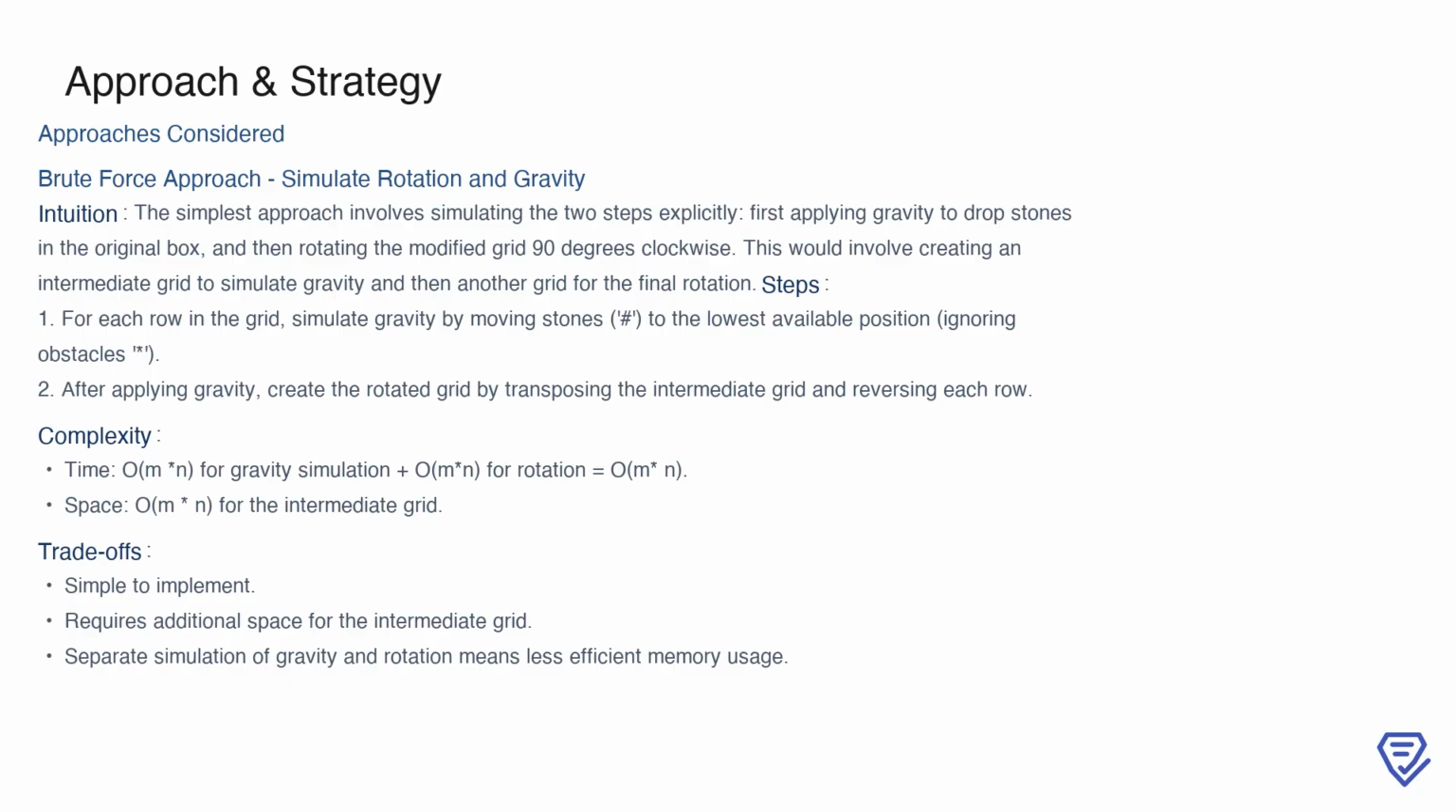The time complexity for this method is O(m*n), where we iterate over all grid elements multiple times, and the space complexity is also O(m*n), due to the need for an intermediate grid. Although simple, this approach is not ideal because it separates the 2 processes, leading to redundant memory allocations.